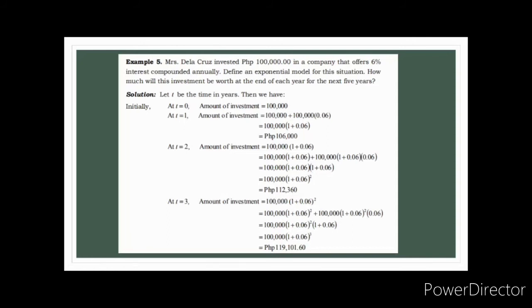At t equal to 3, that is in year 3, the amount of investment is equivalent to 100,000 times 1 plus 0.06 raised to 2. That is equivalent to 100,000 times quantity 1 plus 0.06 raised to 2 and another 6% of 100,000 times 1 plus 0.06 raised to 2, and that is equivalent to 119,101.60.